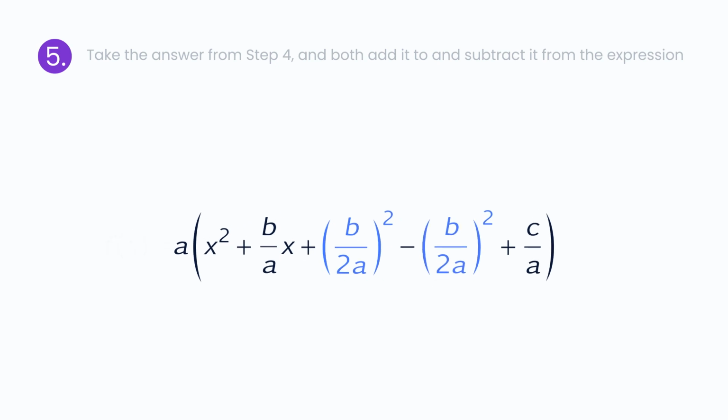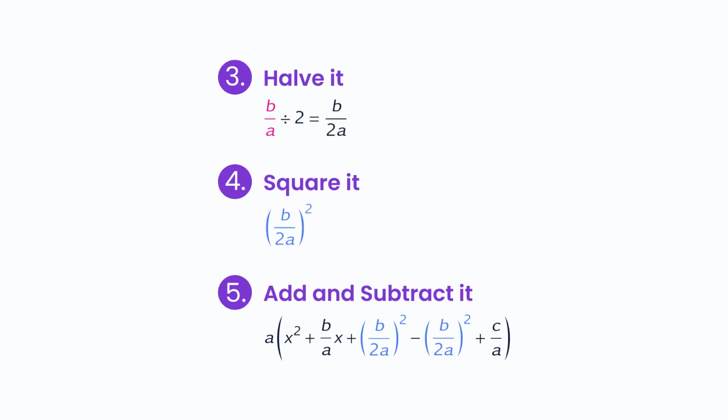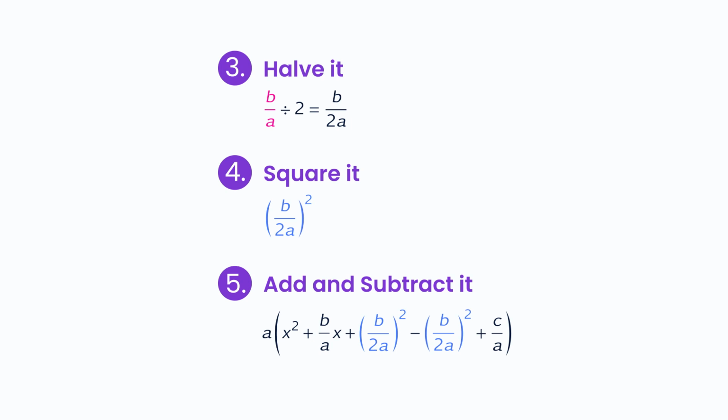You now have a times the quantity x squared plus b over a times x plus b over 2a squared minus b over 2a squared plus c over a. That sure is one hairy expression. Step 5 is allowed because when you add and subtract the same thing, you don't actually change the value of the expression. To remember steps 3 to 5 of the method, you can use the following mnemonic device: have it, square it, add it, and subtract it.